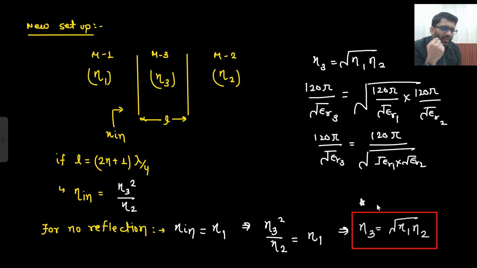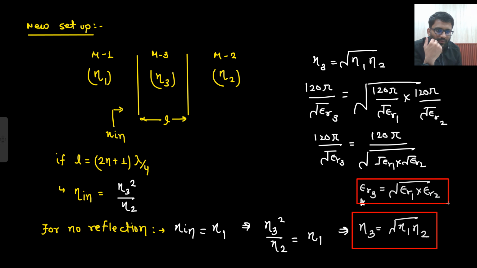So 120 pi and 120 pi are getting cancelled. Under root is getting cancelled. So what you are getting? Epsilon r3 is equal to under root epsilon r1 into epsilon r2. Say yes or no. Another formula you get. The relative permittivity of the medium that you are introducing should be equal to the geometric mean of relative permittivity of medium 1 and relative permittivity of medium 2.